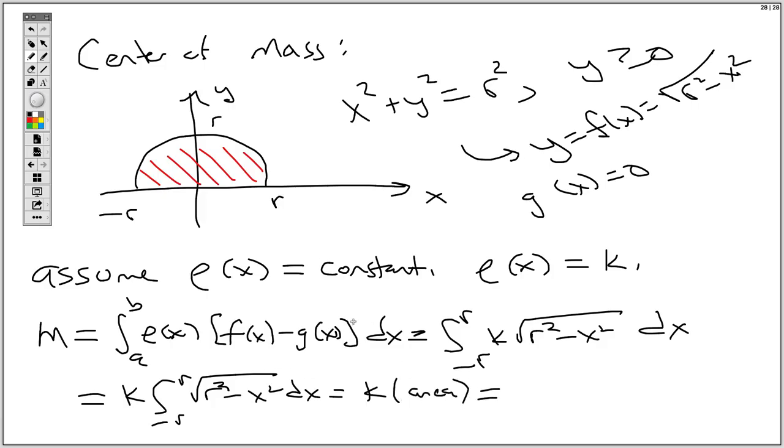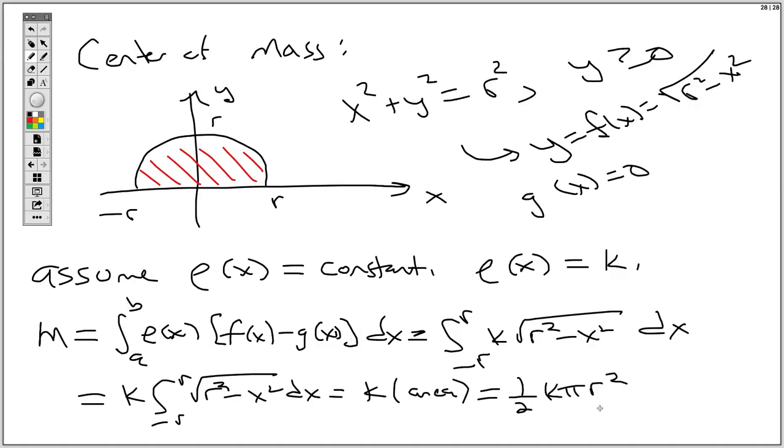And we know what the area of that is, right? It's half the area of that circle. So that would be 1/2 k pi r squared. So that would be the total mass.